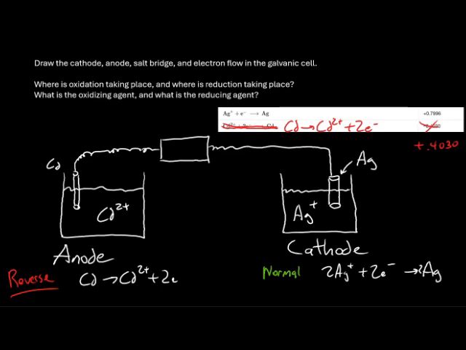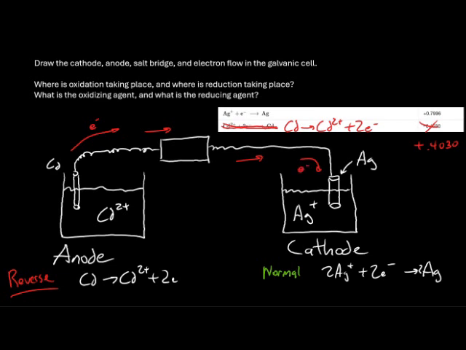Now, electrons will always flow from the anode to the cathode. We're going to draw an arrow with electrons, and we're going to draw it from the anode, flowing toward the right, toward the cathode.